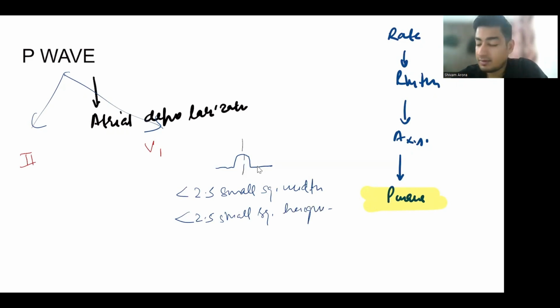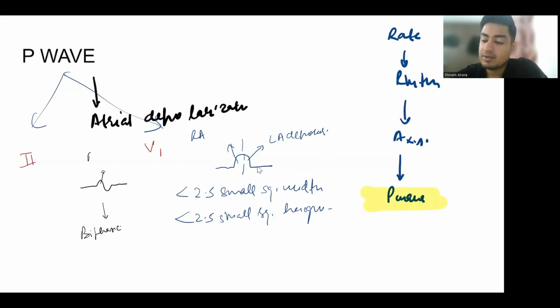The initial half is because of RA depolarization. The later half is because of LA depolarization. Similarly, in lead V1, this is how a normal P wave would look. So the normal P wave in lead V1 is biphasic.